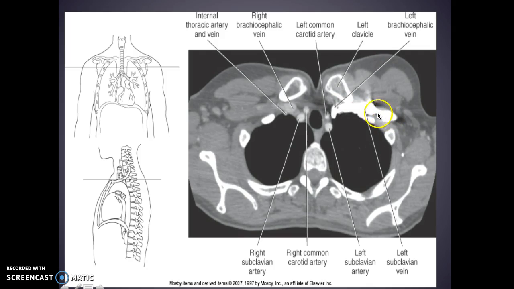Okay, so it's being injected through the left arm, going through the left subclavian, going to the superior vena cava into the right atrium. Okay, so that's how that's working. That's how you know that this right here is actually contrast going through the left subclavian into the heart.